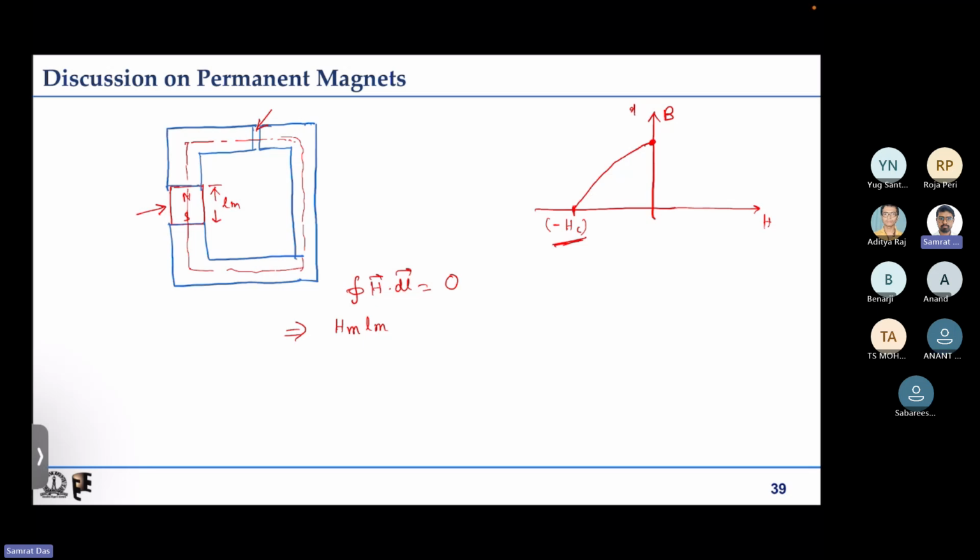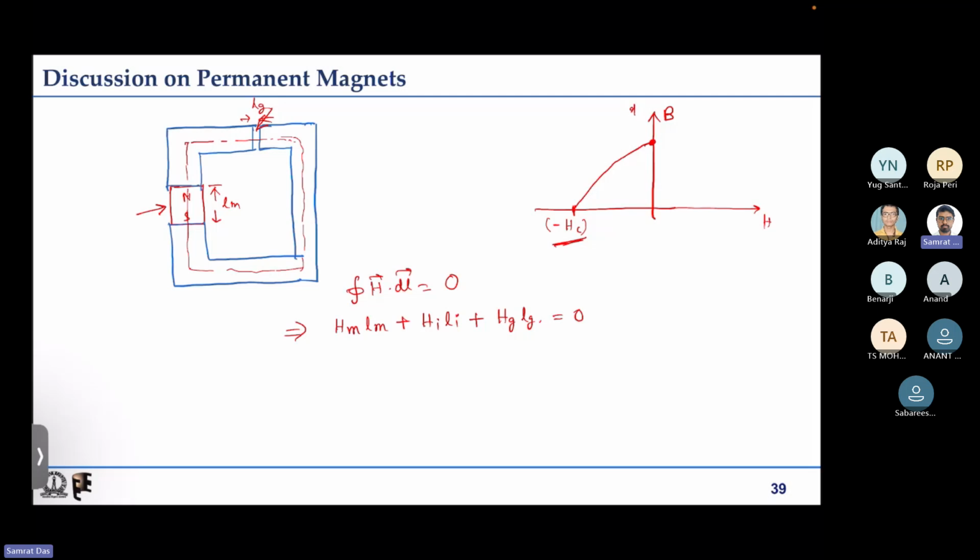Please mute yourself. So Hm into Lm, plus, if the total iron length is Li and the H in iron is Hi, then Hi into Li, plus the small gap Hg into Lg, where Lg is this length, is equal to 0.